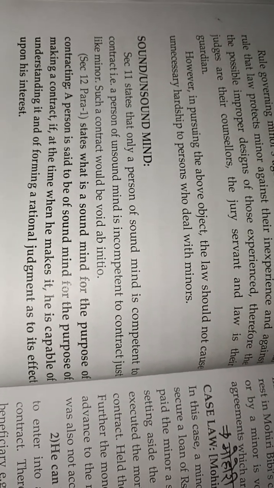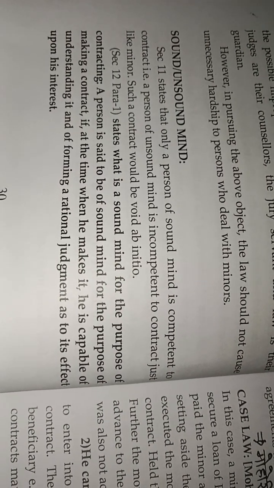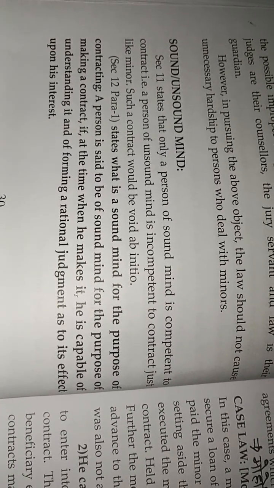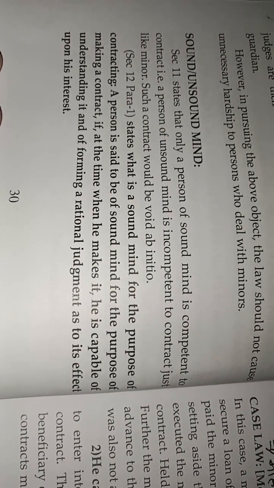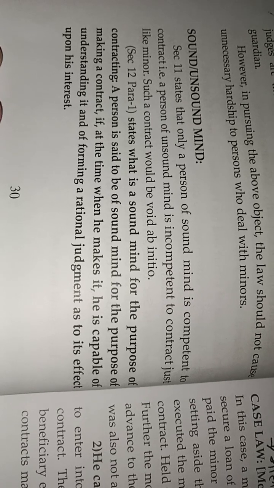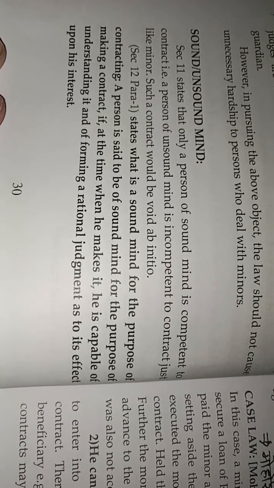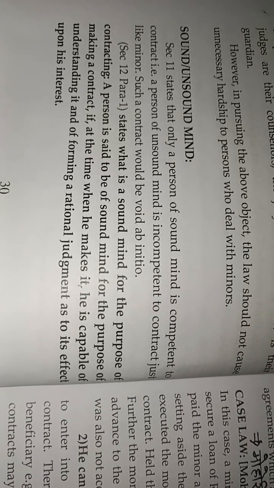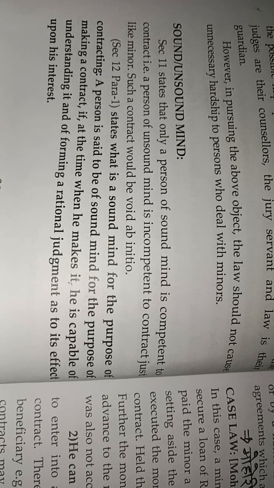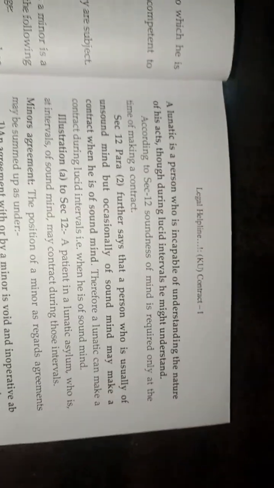Sound or unsound mind: only a person of sound mind is competent to contract. That means a person of unsound mind is incompetent to contract, just like a minor. Such a contract would be void ab initio.